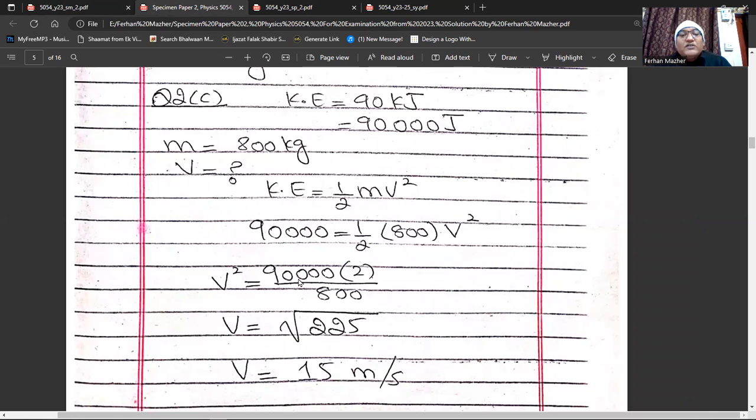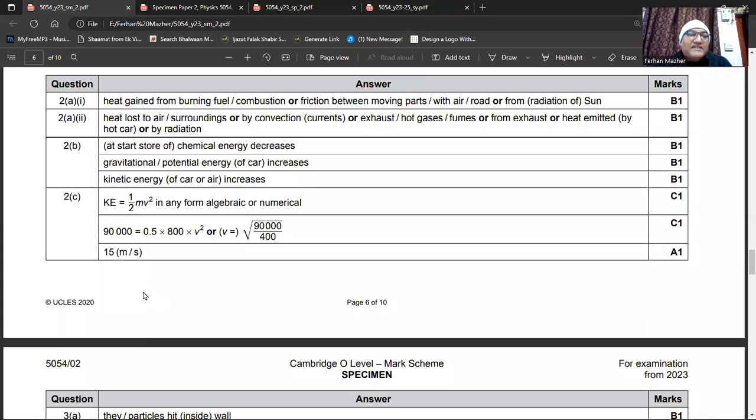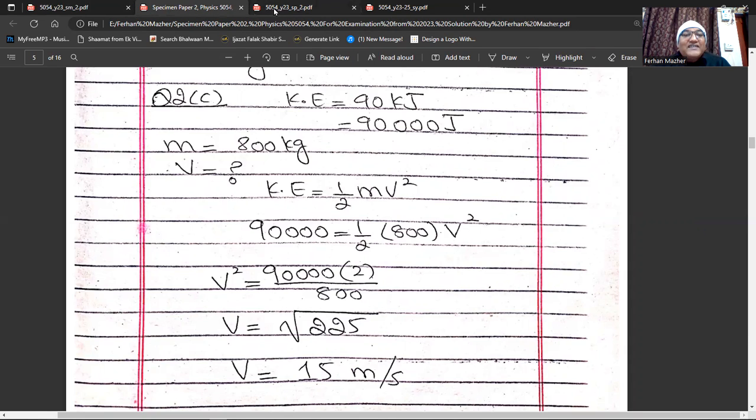So v squared will be equal to 90,000 multiplied by 2 divided by 800, which will be 225. Take square root on both the sides. So v will be equal to the square root of 225, and that will be 15. So the velocity of the car, or the speed of the car, will be 15 meters per second. So you can see 15 meters per second is the answer. So our answer is right.